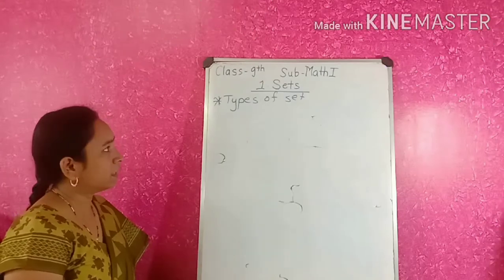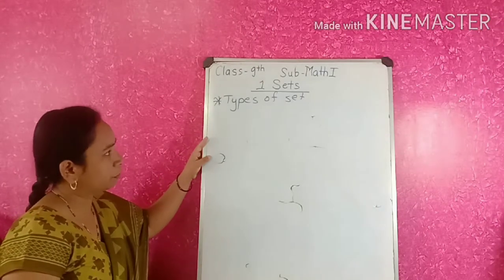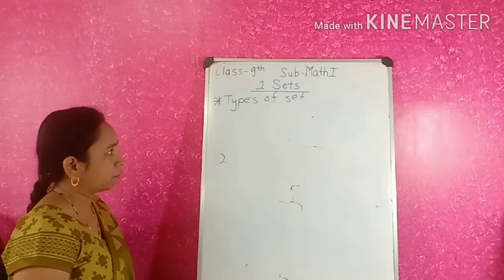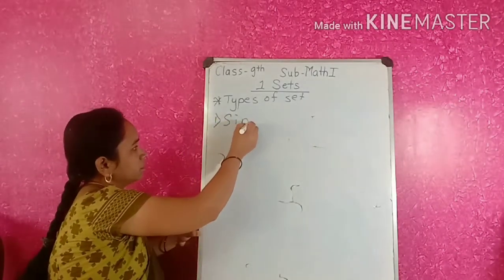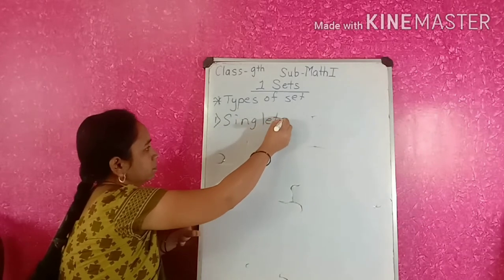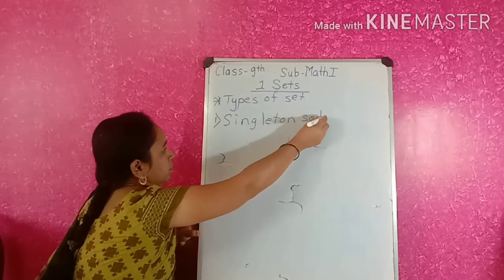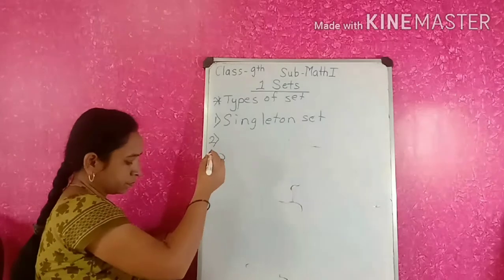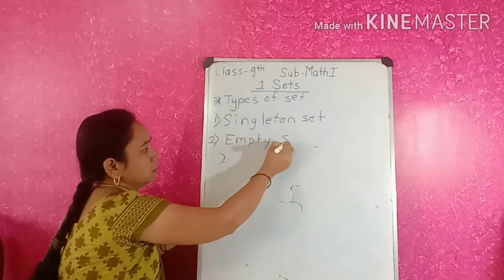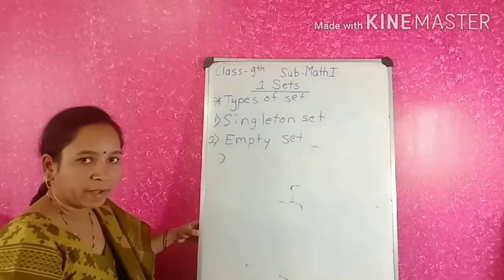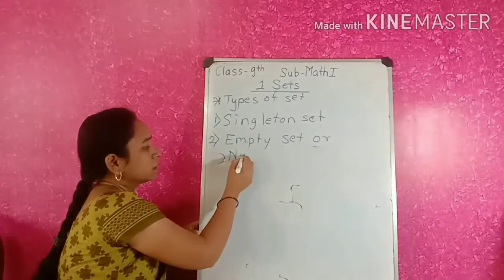Hello students, let's study the types of sets from the topic sets. It has 4 types. First, singleton set. Second, empty set. It is also called as null set.